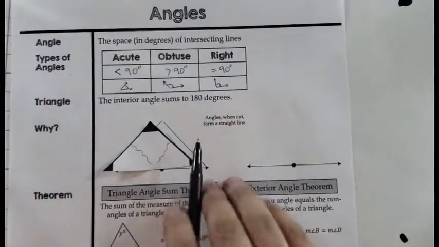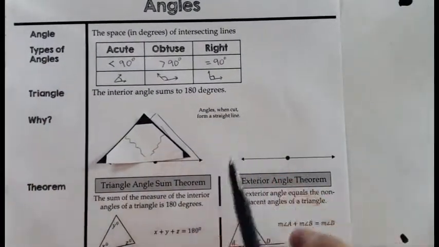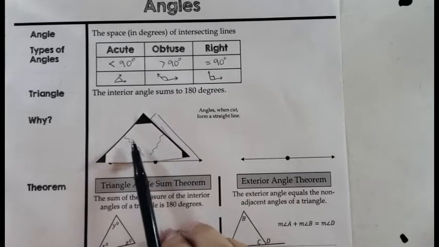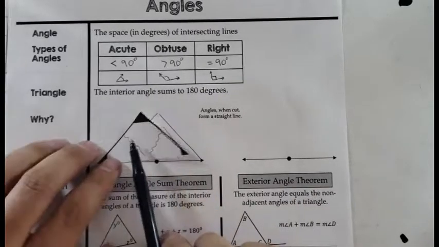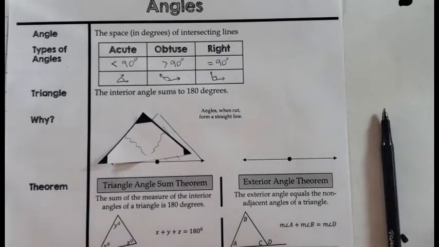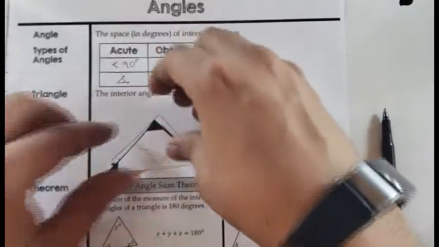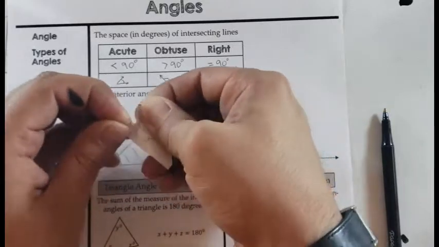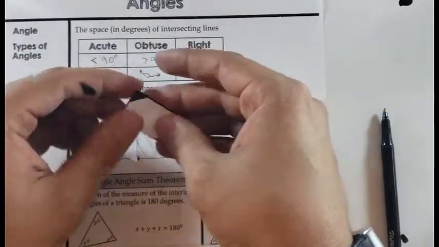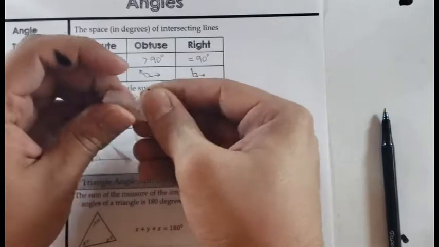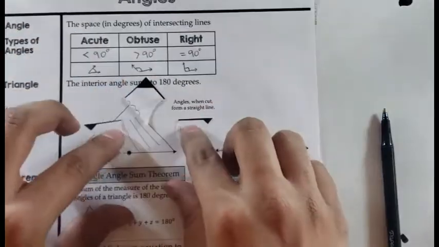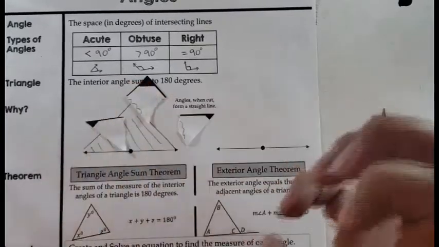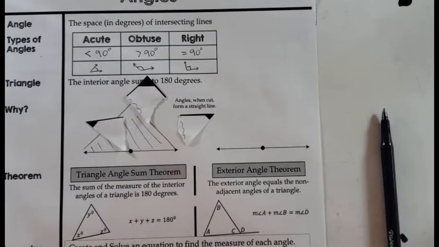Now this triangle, we're going to look at the description here: angles when cut form a straight line. Where I drew these two perforations, I'd like for you to cut or tear your triangle in those two areas. So right here, I'm going to rip that and off to the left like this. So we have three pieces where each angle, these black darkened angles, is formed.